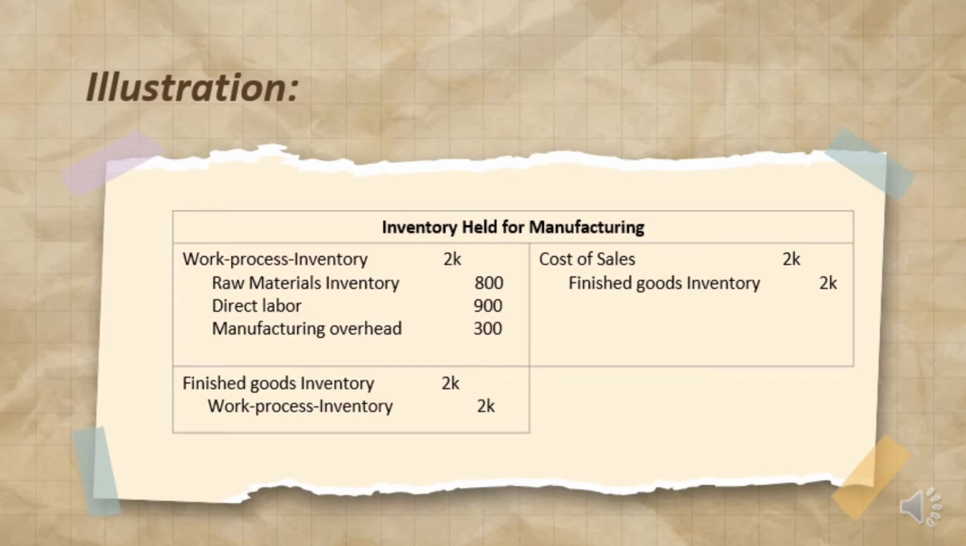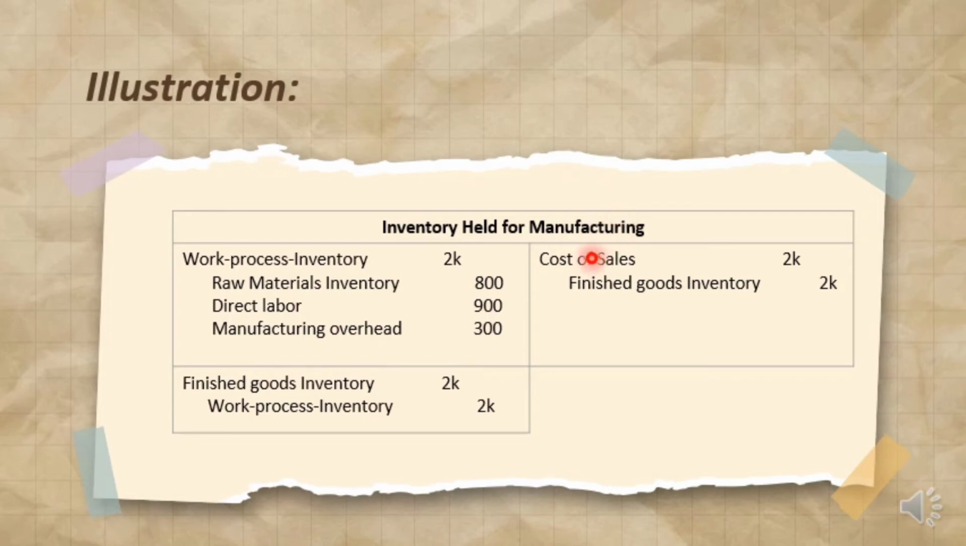Okay, so ito yung ating journal entry for inventory held for manufacturing. So, una, we have to debit work in process inventory, 2,000, and then credit raw materials inventory, direct labor, manufacturing overhead. Nire-recognize natin yung transfer ng raw materials, ng direct labor, and manufacturing overhead sa ating production process. So, kung paano natin i-recognize yung ito sa ating cost accounting, ganon din siya dito sa ating government accounting.